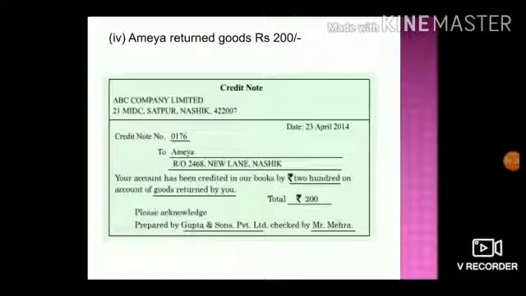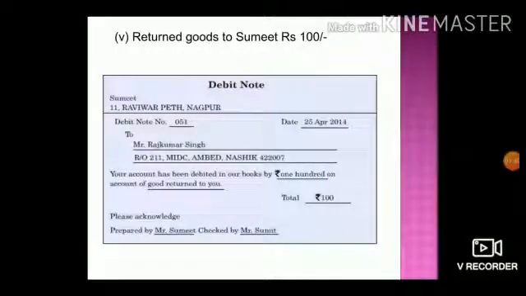This is a credit note. As Ameya has returned the goods purchased, we have credited Ameya for rupees 200, and this is the debit note. As we have returned the goods to Sumit, we have debited Sumit for rupees 100.